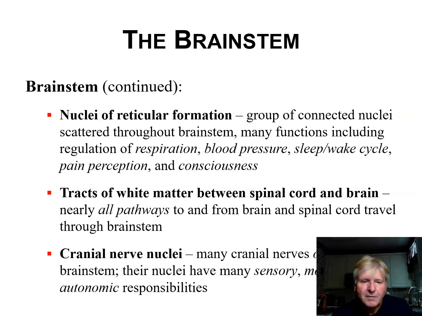Also, you find in the brainstem tracts of white matter between the spinal cord and brain, and then the cranial nerve nuclei. Many of your cranial nerve nuclei will reside in different regions of the brainstem, and these will all have either sensory, motor, or autonomic responsibilities.